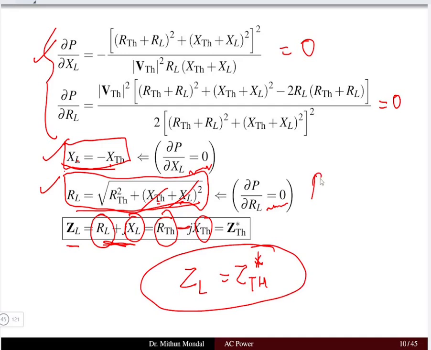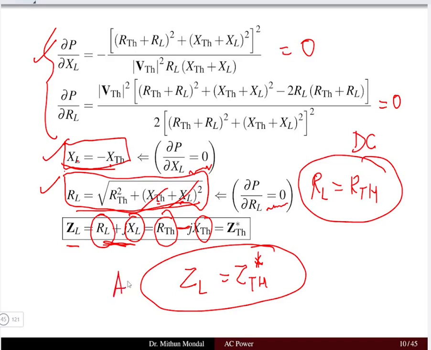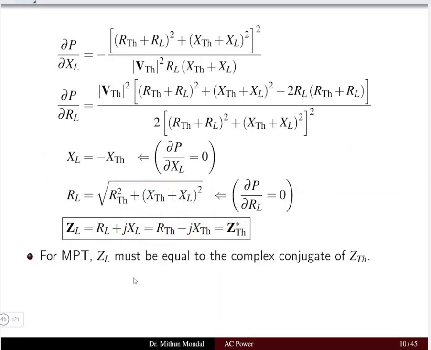Earlier, for a DC network, we got that the load resistance is equal to the Thevenin resistance for maximum power. Now for the AC, we get that the load impedance is equal to the conjugate of the Thevenin impedance. Why the conjugate? Because we have a negative sign here; that is the reason the conjugate appears. So the maximum power transfer theorem for an AC network says that the load impedance must be equal to the complex conjugate of the Thevenin impedance.